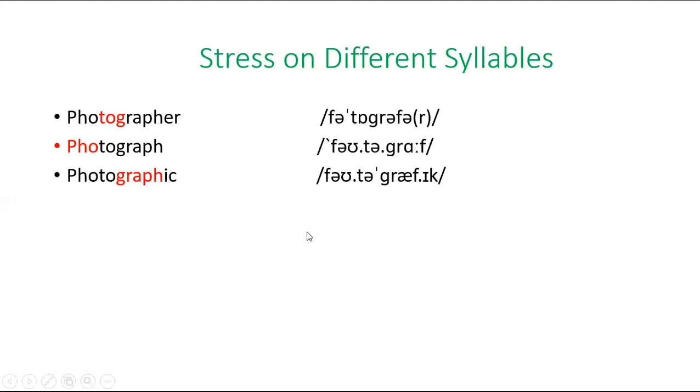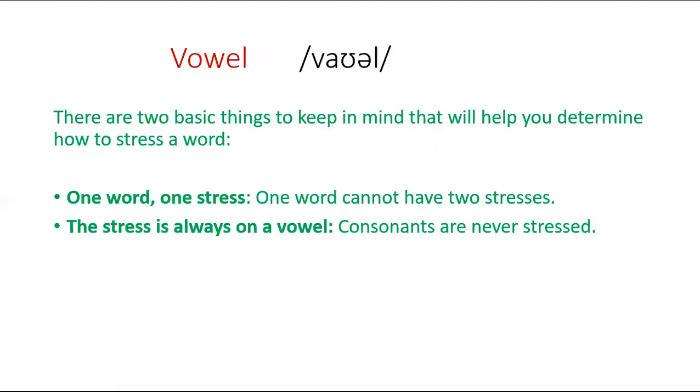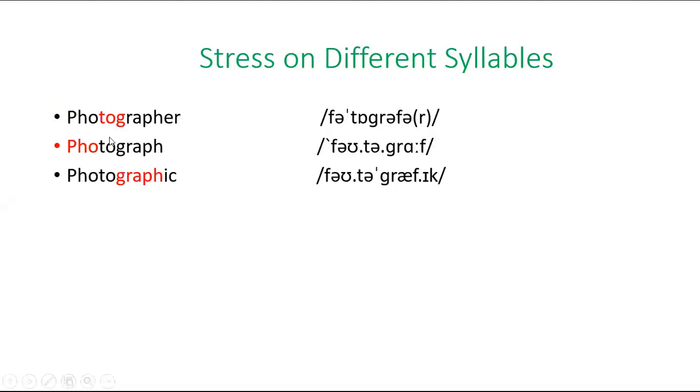Now this means that in English, if a word is comprised of more than one syllable, one of them is to be stressed, right? And usually vowels are stressed. Now this means one word, one stress. One word cannot have two stresses, so we cannot stress two vowels in this word. We just have to stress one.